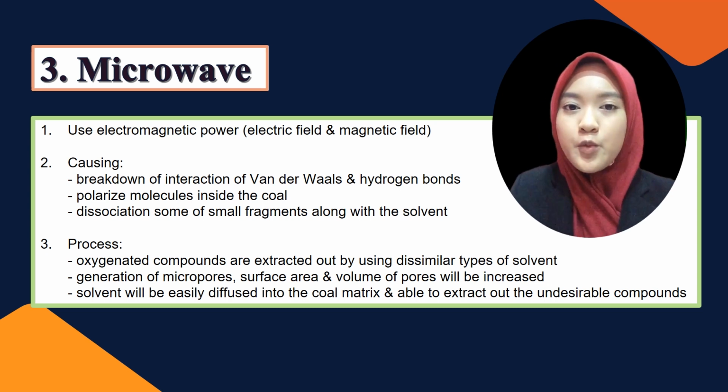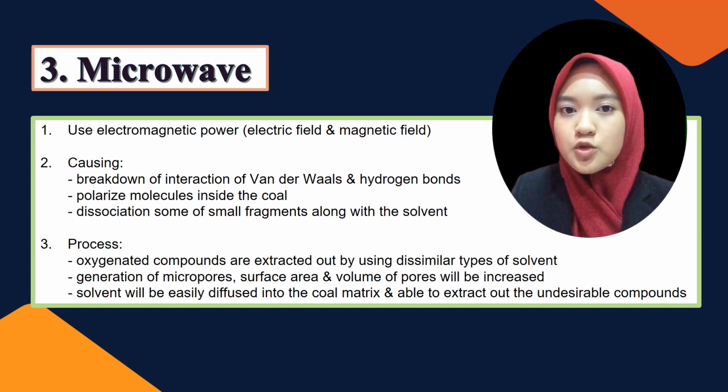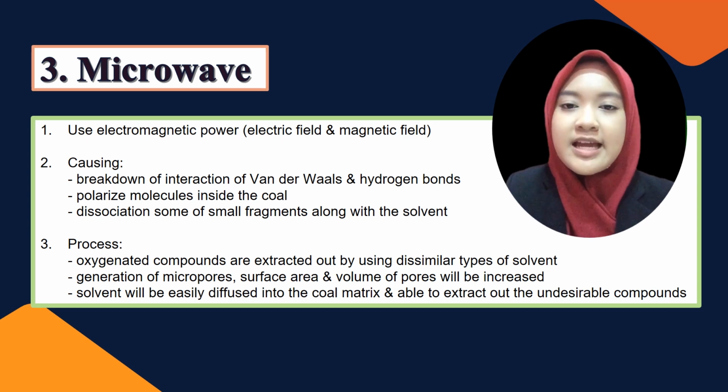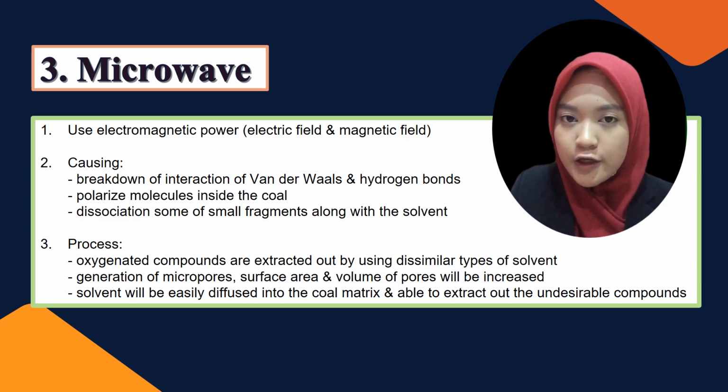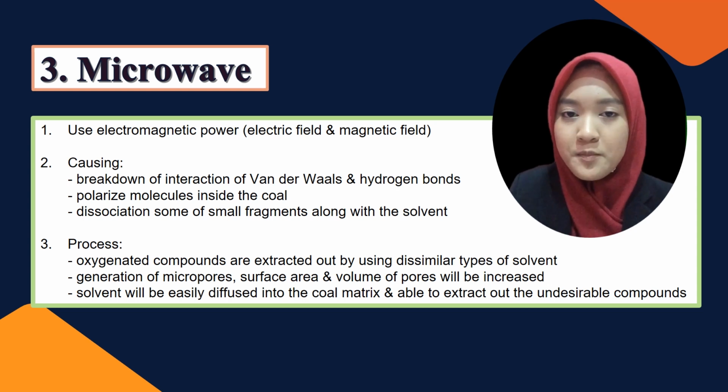This is because when the oxidized coal is exposed to microwave, micropores are generated, and the surface area and the volume of pores are increased. Hence, the solvent will be easily diffused into the coal matrix and able to extract the undesirable compounds.